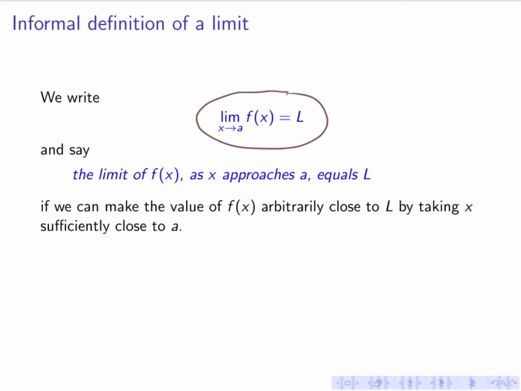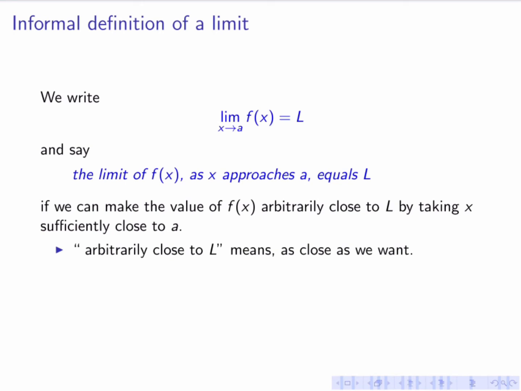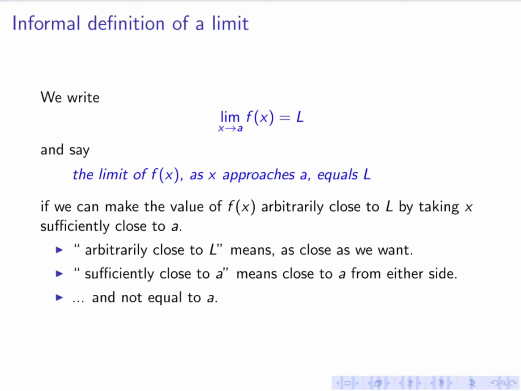And what we mean by this is we let x go to a, very, very closely to a, but maybe unequal to a. And then the function f of x approaches a value called L. We say the limit of f of x as x approaches a equals L if we can make the value of f arbitrarily close to L by taking x sufficiently close to a. So here arbitrarily close means as close as we want. And sufficiently close to a means close to a from either side.